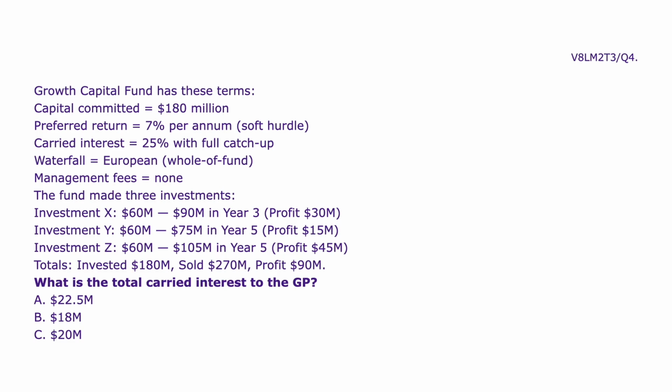What is the total carried interest to the GP? A. $22.5 million. B. $18 million. C. $20 million.